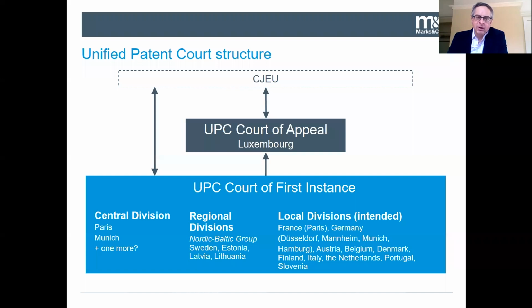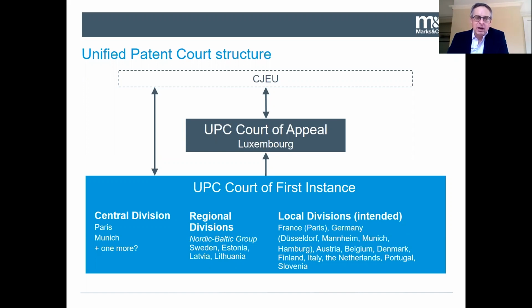The central division is very important because of the work that will go there. I will come back to that later. And there was a lot of debate and a lot of negotiation over where the central division would be located, which ended with the parties deciding that it would be located in Paris, but that there would be branches in Munich and London.